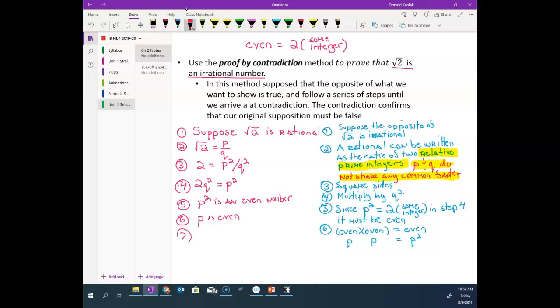Okay. All right, now, p is an even number. So we've established that for p. Now what that means is I can write p as 2 times some number. So I'm just going to let that number be k.